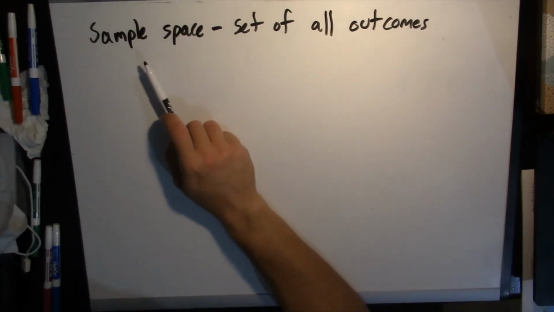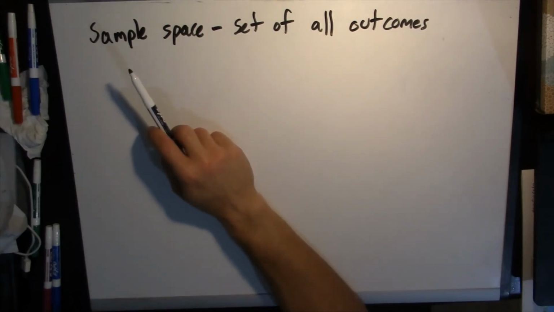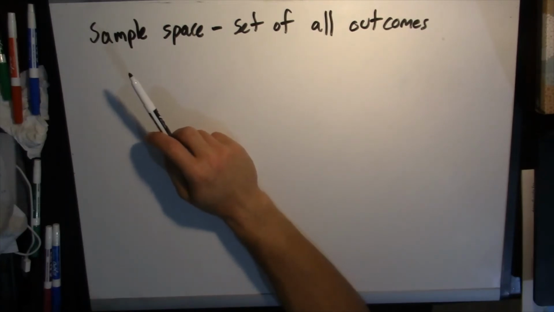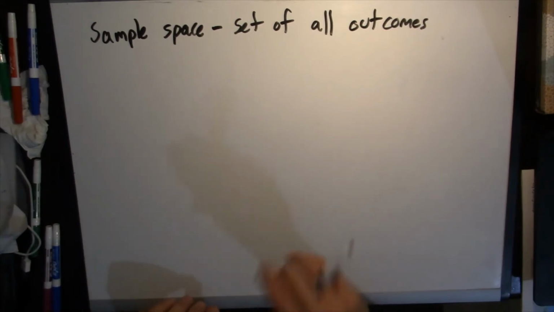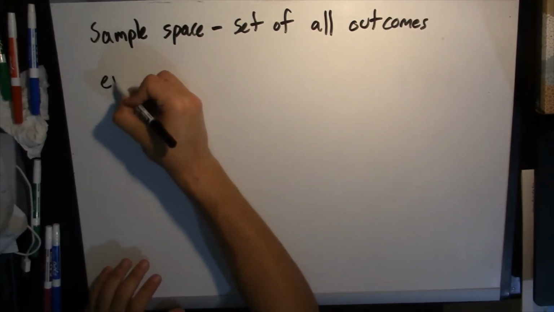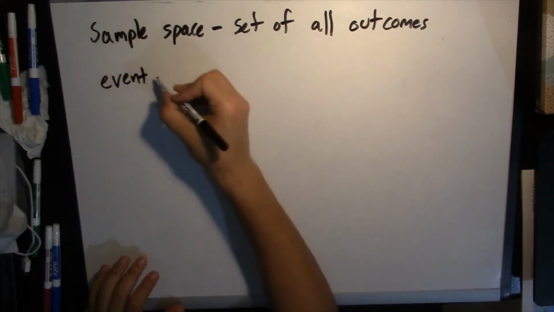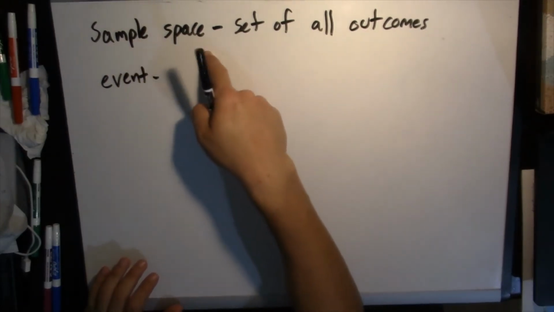A lot of what we're going to be looking at is people doing surveys, like people who like sports versus people who like to read or whatever. These are just examples I'm coming up with off the top of my head. But anybody who could possibly be chosen is in the sample space. They're in the set of all outcomes. Then we have what's called an event, which is a subset of the sample space.